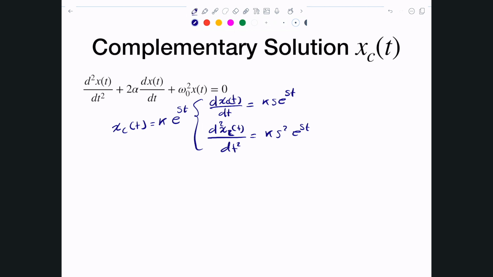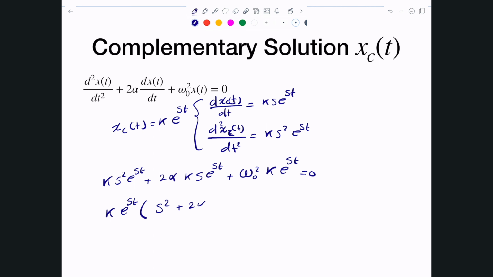So the second derivative in here gives k s squared e^(st), plus 2 alpha times the first derivative, k s e^(st), and then the no-derivative term, which has a factor omega 0 squared, k e^(st), equals 0. What I'll do is factor out k e^(st), and that leaves me with s squared plus 2 alpha s plus omega 0 squared equals 0.